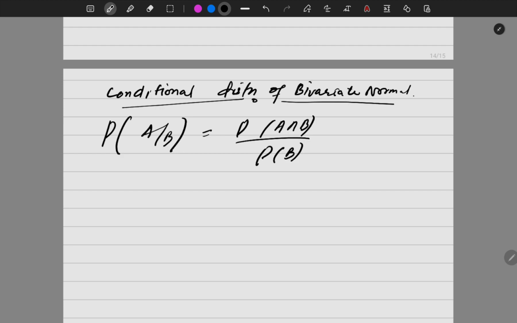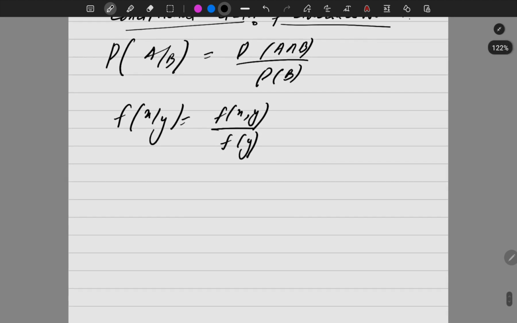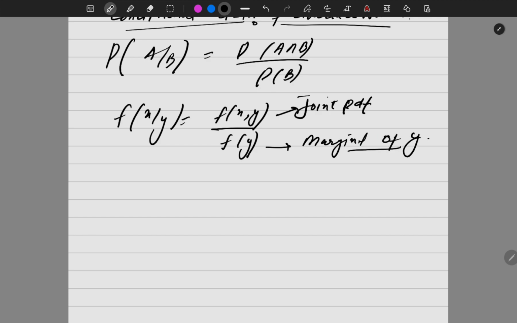So in case of PDFs, f of x given y is equal to f of x comma y, this is joint PDF, divided by f of y, and this is marginal of y, right? So as you know, what is joint PDF? This is bivariate normal. And what is this?